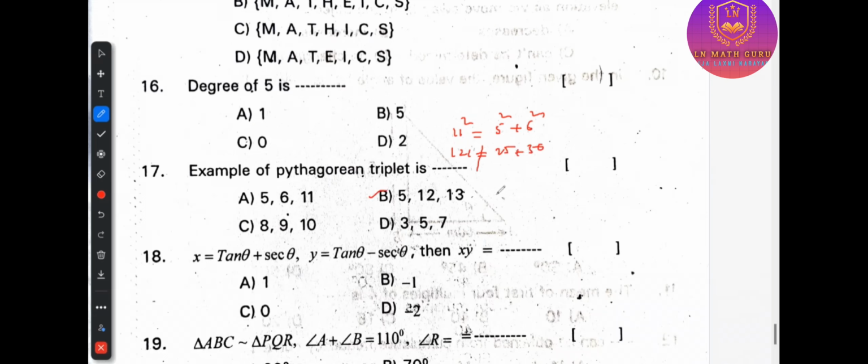The next one, we can say 5 square. That will be nothing but 25 plus 12 square, which is 144. So 5 square is 25 and 12 square is 144, which is equal to 13 square is, yes, this will be 169. 13 square is 169. It can work out.